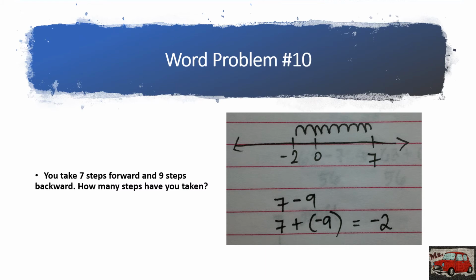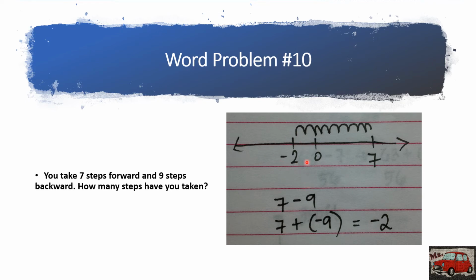You take 7 steps forward and 9 steps backward. How many steps have you taken? Okay, so what we need to do is we will start at 0 and then sabi dyan, nag-steps forward daw tayo. So, pakanan. Okay? 7 steps, so mag-stop tayo dito sa positive 7. From that place, sabi dyan, 9 steps backward. So, from 7, nag-9 steps tayo and nag-stop tayo sa negative 2. Okay? So, the answer is negative 2.